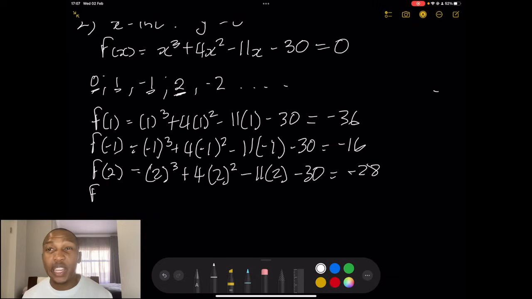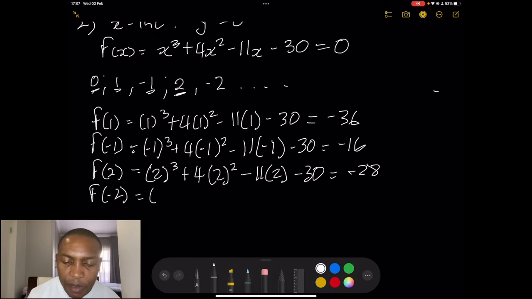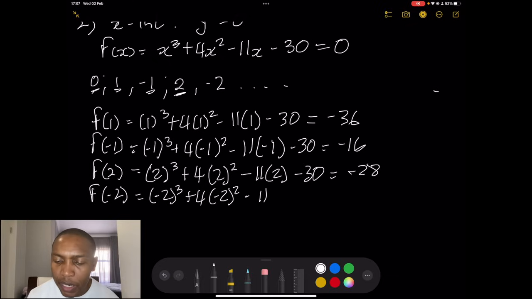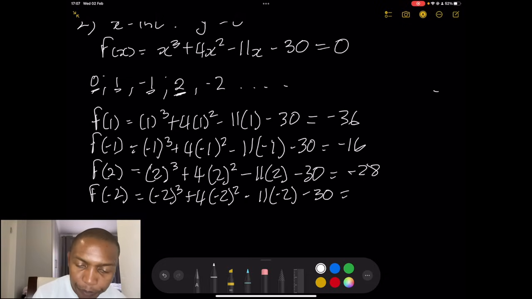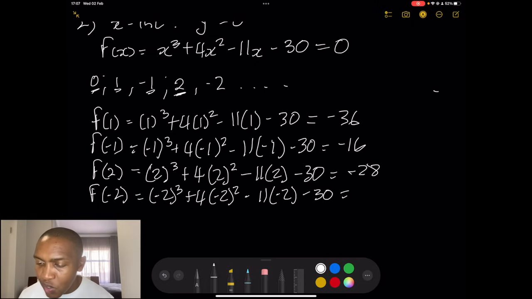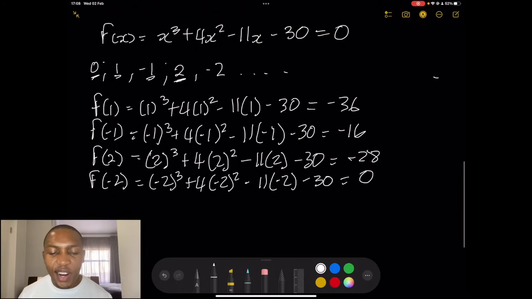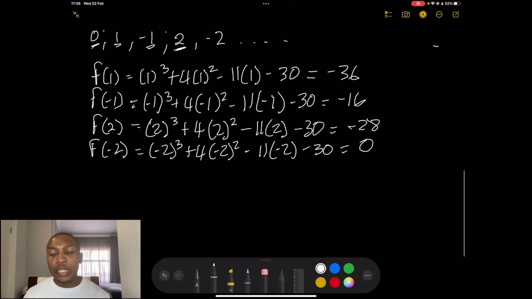I'm sure you're getting frustrated with this, right? We can speed it up here until we find what works. So minus 2: minus 2 cubed plus 4 times minus 2 squared minus 11 times minus 2, minus 30. Let's see. All right, I get a 0. Yay, finally. So what does that tell us? It tells us that minus 2 is a factor.